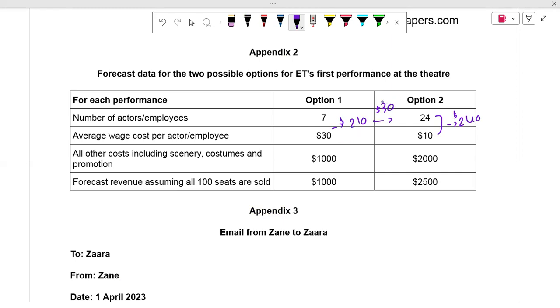So when we discuss the difference of $30, we will also try to analyze some qualitative factors.